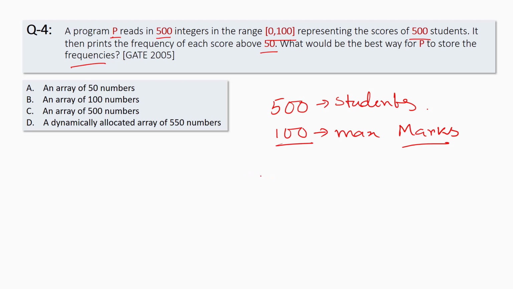That means we need to find out how many students got 51. Let's say this is n1 students. How many students got 52? Let's take this as n2 students. In this way up to 100. How many students got 100 in the exam? Let's say this is n50. So we have 50 different numbers, so we need to store 50 different numbers. The best way to store the frequency, we can think of as an array of 50 numbers. So this will be our answer A.